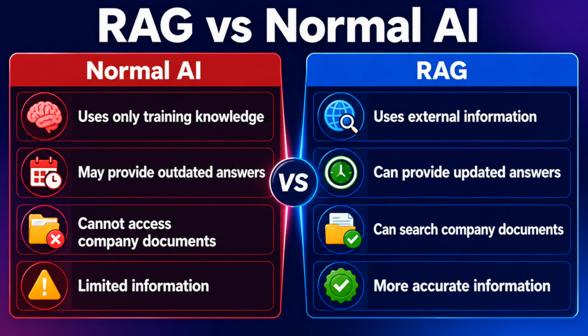What is the difference between normal AI and RAG? Normal AI uses only training knowledge. RAG uses external information. Normal AI may provide outdated answers. RAG can provide updated answers. Normal AI cannot access company documents. RAG can search company documents. Normal AI has limited information. RAG has more accurate information.